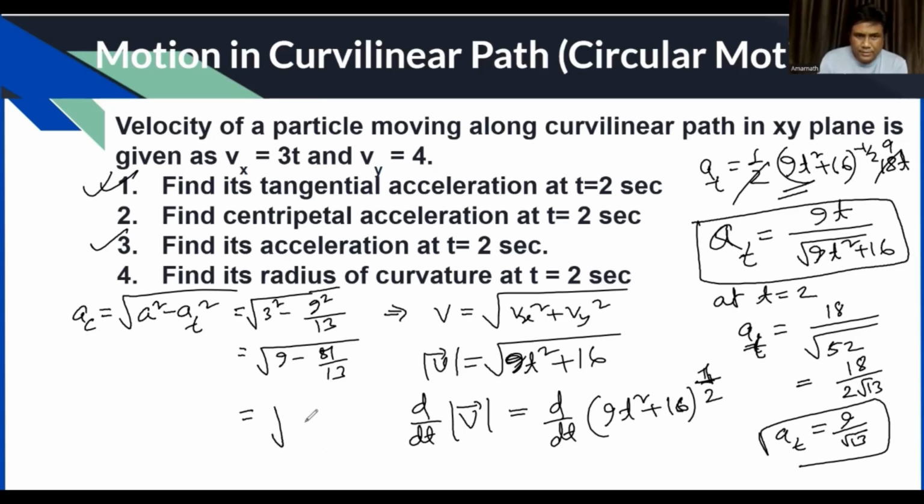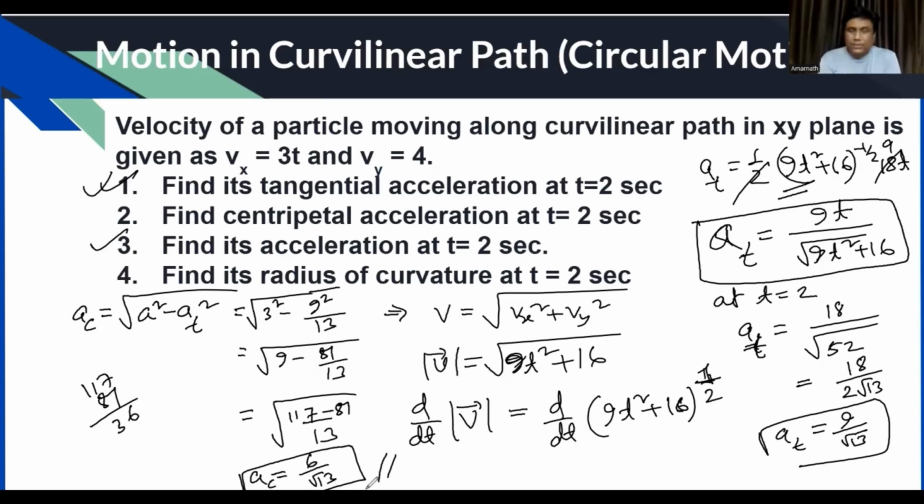If I take 13 as LCM, so 9 into 13 means what? 117 minus 81, that is 36 by 13, so under root it is 6 by under root 13. Am I correct? Yes, sir. So this will be the AC. I calculated A, I calculated AT, I calculated now AC. Then what I need to calculate? I need to calculate radius of curvature. So radius of curvature will be speed square by AC.